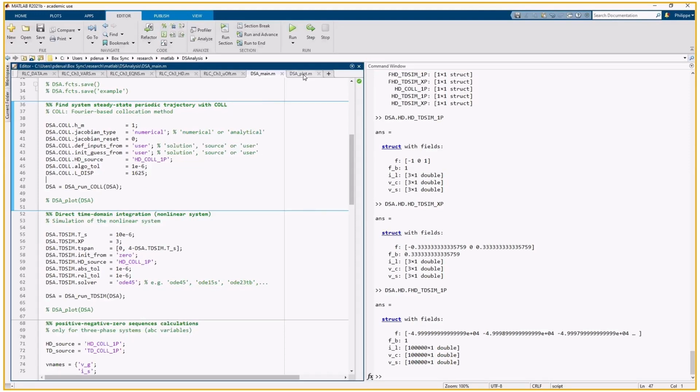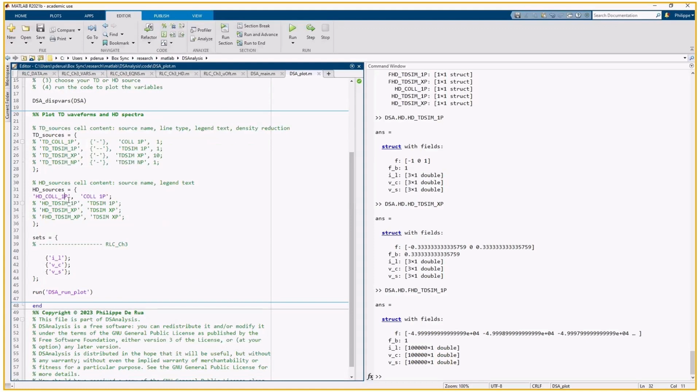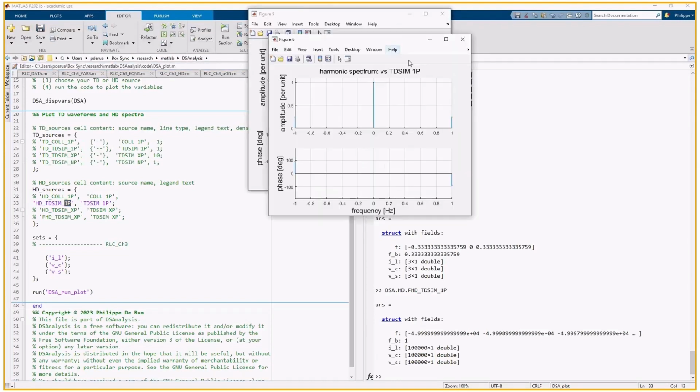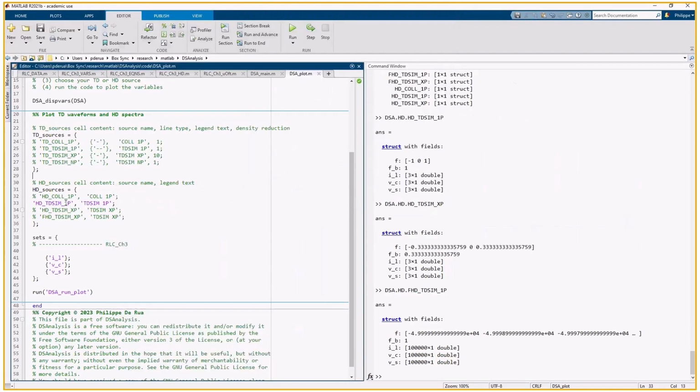Just as for the collocation method, we can plot all of this. If I want to plot the harmonic data coming from the time domain simulation, together with the Fourier analysis over the last fundamental period, then I can do this. And naturally, I can also have a look at the waveforms. If I want to look just at the last fundamental period, I can run this one.